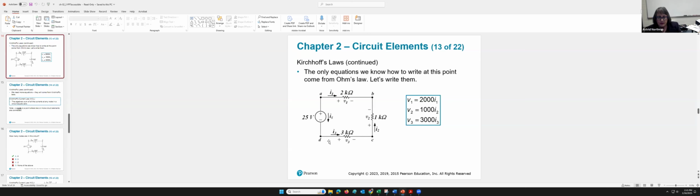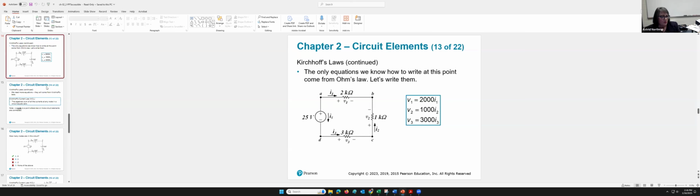We don't know really what the current is here, but we know we're going to call it I sub 3 because we have V sub 3. We don't know what the current is here, but we call it I sub 2 because this is V sub 2. And last but not least, we have I sub 1 because it's flowing over the first resistor. So V sub 1, I sub 1 go together, and so forth.